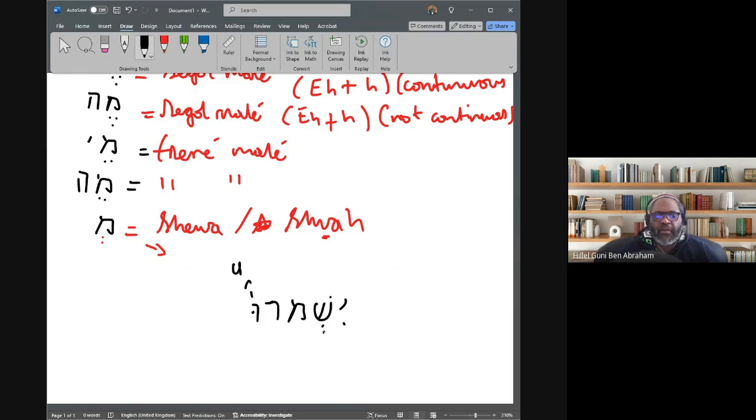So we have a shva here and a shva here. So how should we pronounce this? The right way is yish, like an apostrophe, yish-meru, with a short e. Yishmeru. Because there's two shvas here. There's one shva, there's a second shva.